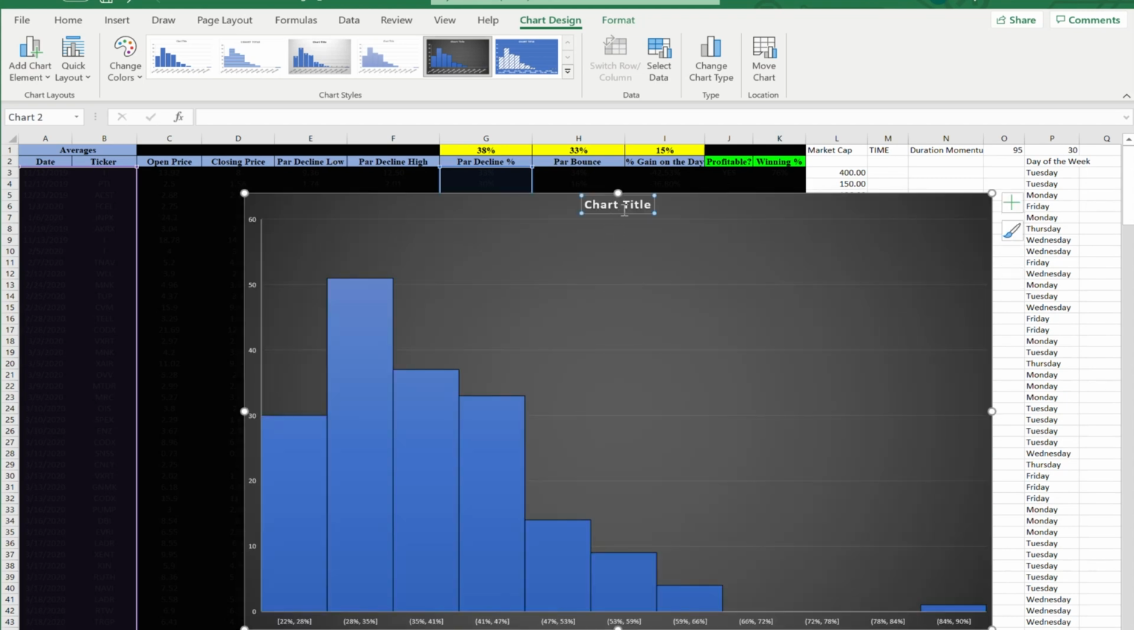So these are all decline percentages for large cap dip buy. Something like that. So what can we see here? We see that 50 or 51 times out of all this data, most often a stock goes down from 28 to 35%.